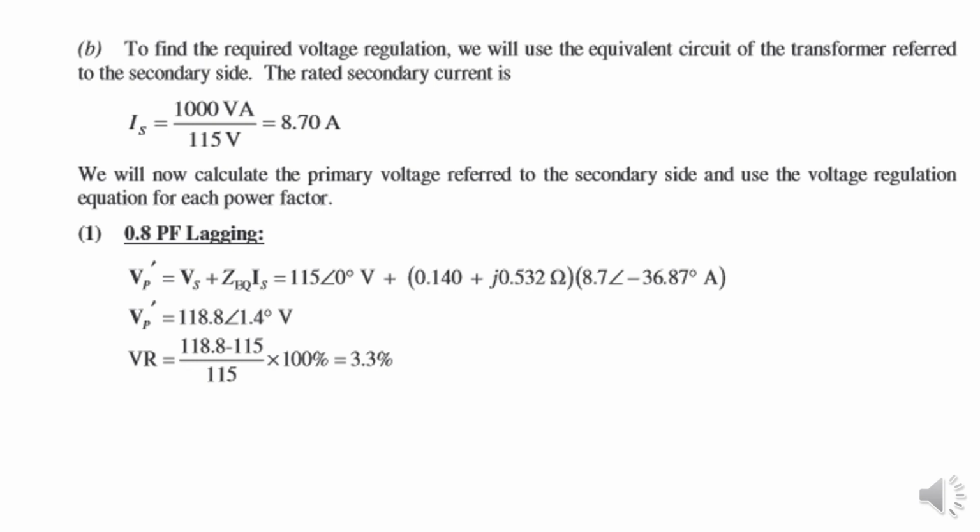When we apply Kirchhoff's voltage law, we get VP over A, that is VP dash, equal to 118.8 angle 1.4. Voltage regulation is equal to no load voltage minus full load voltage, divided by full load voltage. When there is no load, Is is equal to 0, and the output voltage will be equal to VP over A, which is 118.8 in magnitude, minus 115, the Vs voltage at full load. So 118.8 minus 115, divided by 115, into 100%, is equal to 3.3%.